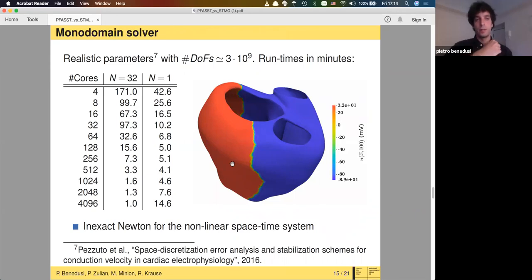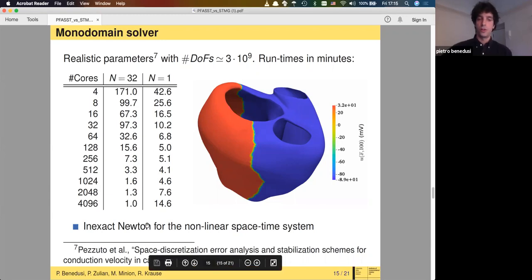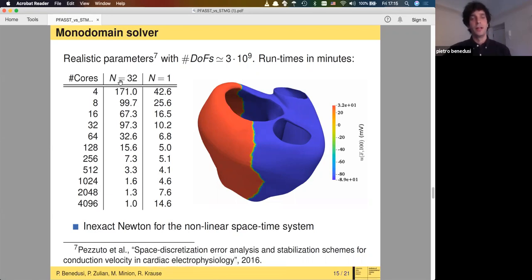Now I was talking about the heat equation, but if we go to the full model, so we also incorporate the reaction term and we use realistic parameters for all the parameters in the monodomain model with a fairly large problem, I get these run times. Here we are dealing with a nonlinear problem, so we also have to use an inexact Newton solver for the nonlinear space-time system. And this n here is the number of time steps, because you cannot solve this nonlinear space-time system for all the time steps you consider, that in this case are, I think, more than 2000. So you need to divide your space-time domain into smaller space-time blocks, where you use just a small number of time steps. Otherwise, your Newton is not going to converge.